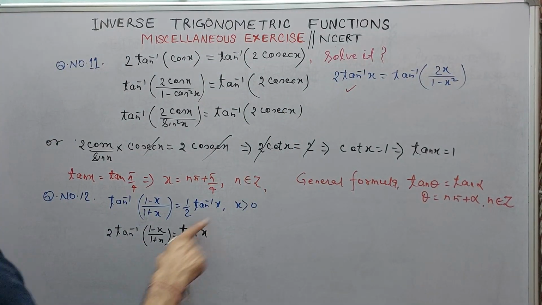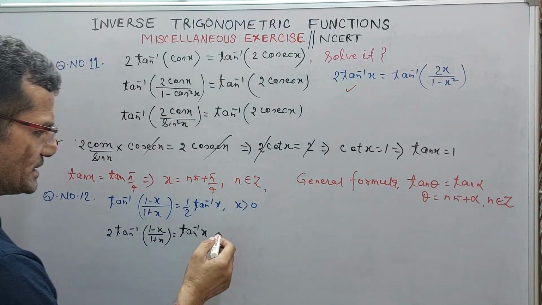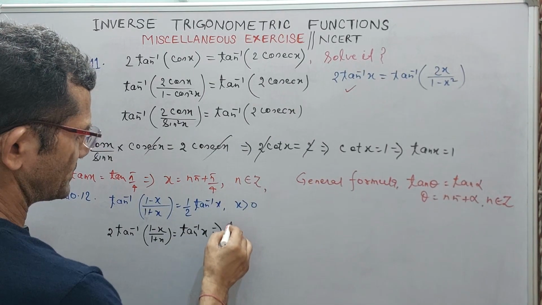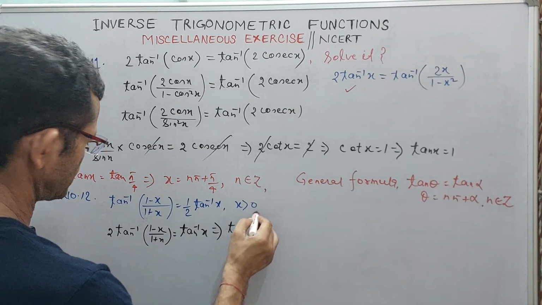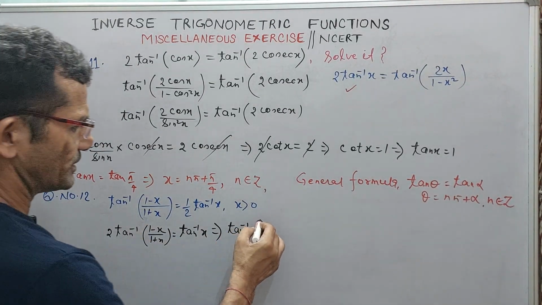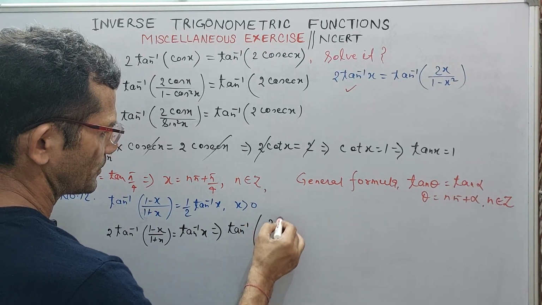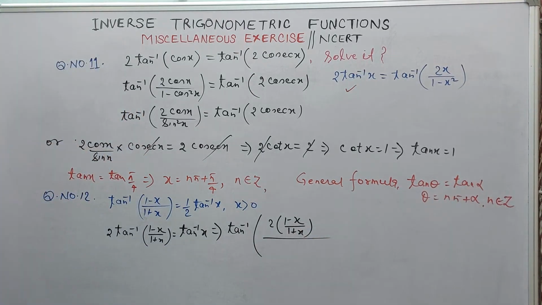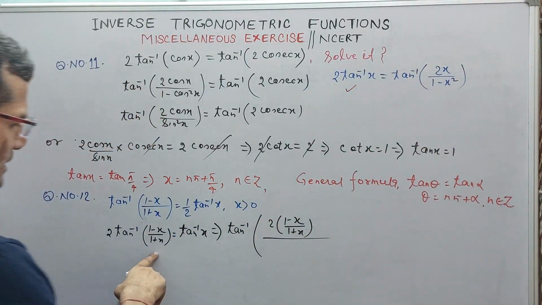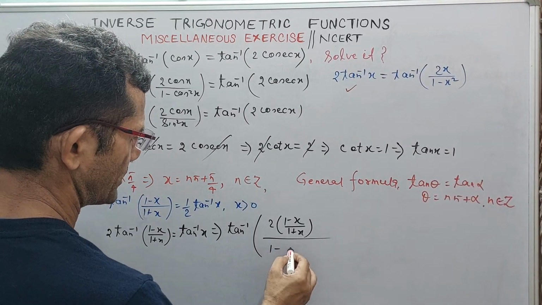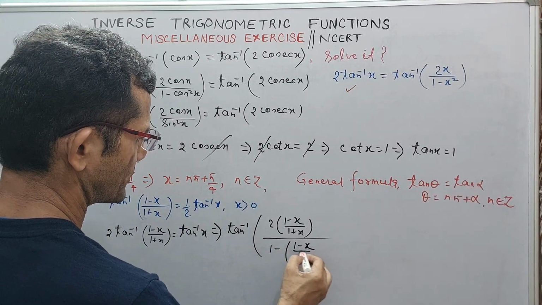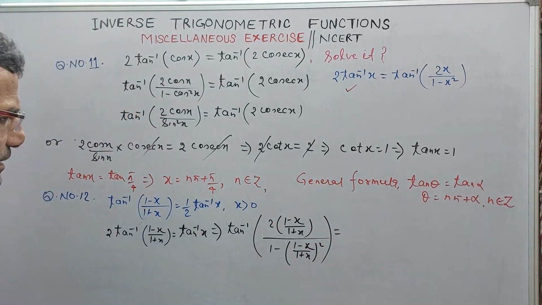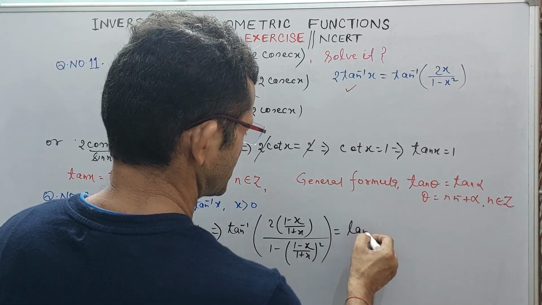Now 2 tan inverse of this. This is the left part, use the right part of this one, so that this tan inverse and this tan inverse will cancel. Now this becomes tan inverse of 2 times 1 minus x upon 1 plus x divided by 1 minus the square of 1 minus x upon 1 plus x. Now simplify this value.